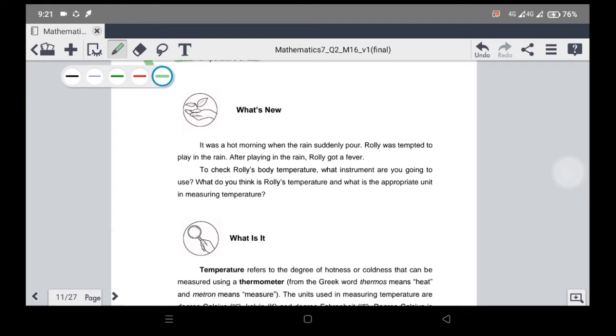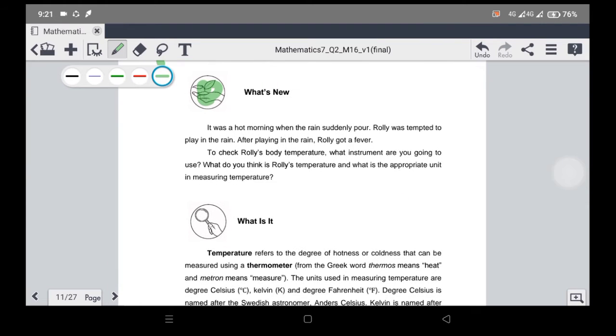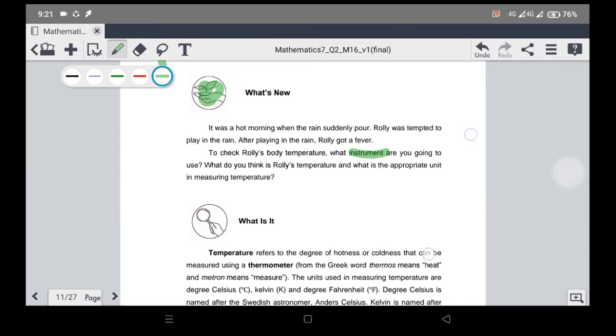What's new? It was a hot morning when the rain suddenly poured. Rolly was tempted to play in the rain. After playing in the rain, Rolly got a fever. To check Rolly's body temperature, what instrument are you going to use? What do you think is Rolly's temperature? And what is the appropriate unit in measuring temperature?